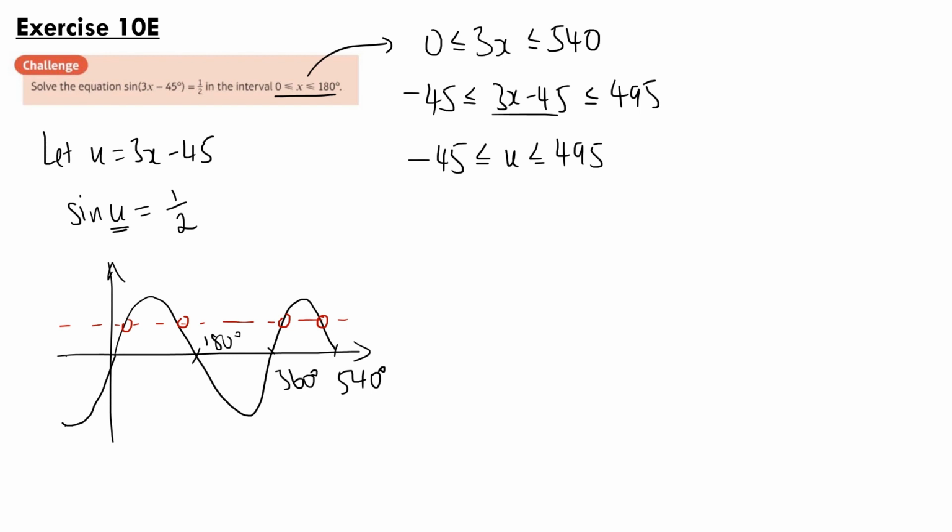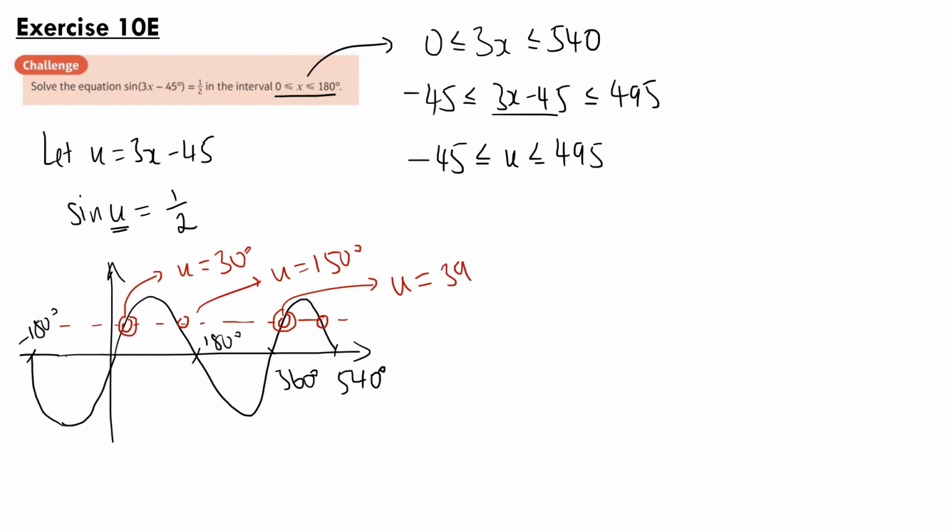And if we continue the graph on a little further, we can see that this point here is minus 180 degrees. And so if we look at the solutions we have here, we'll have u is equal to 30 degrees. Here u is equal to 150 degrees. Here we have u equals 360 plus 30 because sine is periodic. So this solution here will be 360 plus this solution here. So that's 390 degrees. And here is the same. So we have u equals 150 plus 360, which is 510 degrees. And that is outside of our range, which is at 495 degrees.